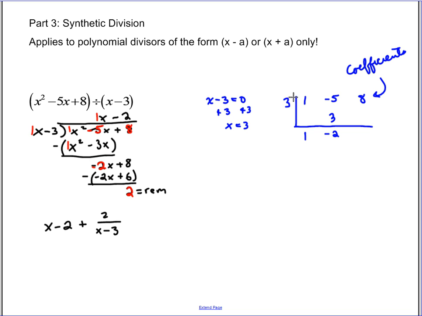Now I'm going to do the same thing. I'm going to take 3, this number, times negative 2. 3 times negative 2 gives me negative 6. And I'm going to add that down my constants column. So 8 added to negative 6 gives me positive 2. Now look at what just happened right here. These two numbers are the coefficients of my quotient. My quotient was x minus 2, yes. And of course, right back here, my remainder was 2. How snazzy is that? So now I've got plus 2 over my divisor, which I remember was x minus 3. And I've got exactly the same result.